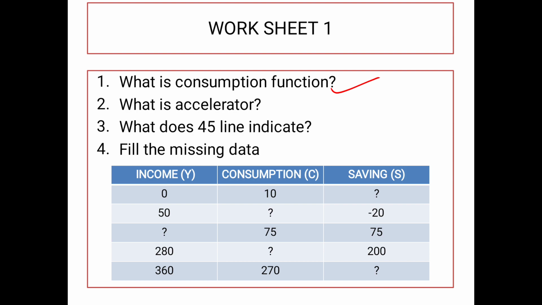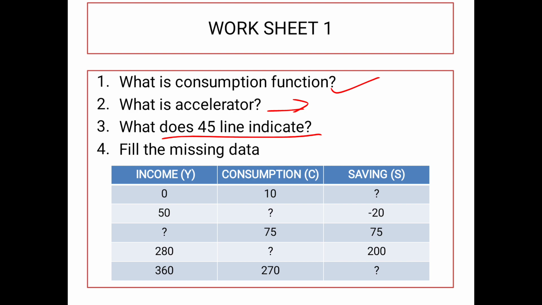So what is accelerator? It is nothing but a change in investment to change in consumption. When there is a change in investment, automatically consumption also changes. So what does this 45-degree line indicate? Just now I told you Y is equal to C, that is, Y is equal to C as such. So here income is equal to consumption.